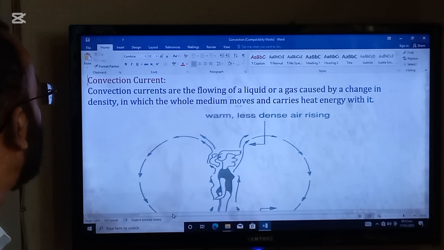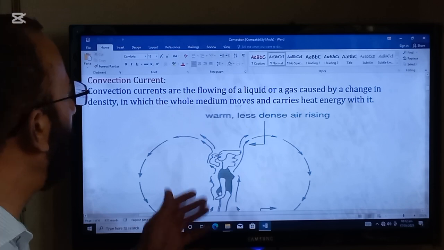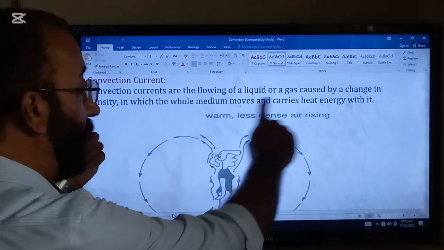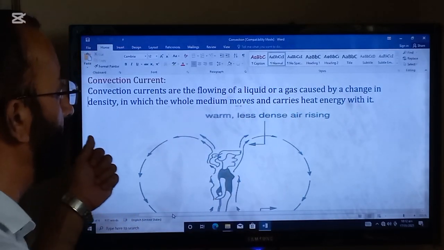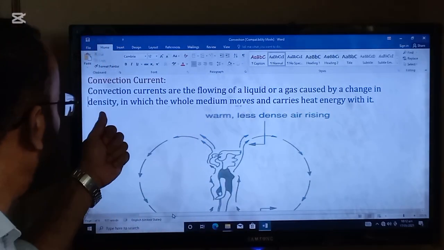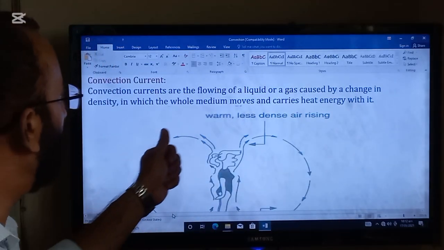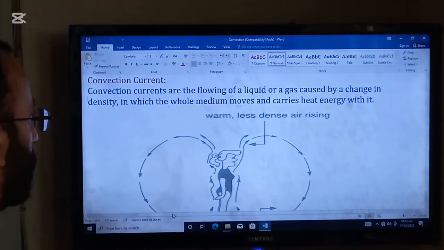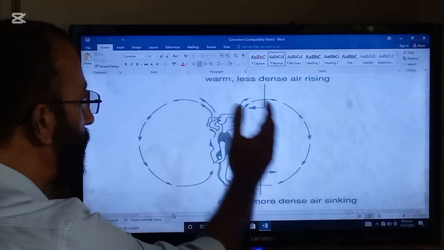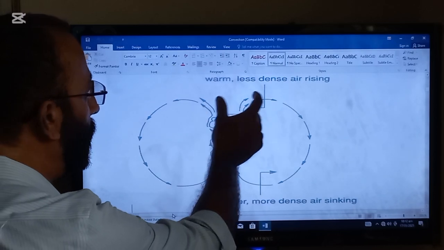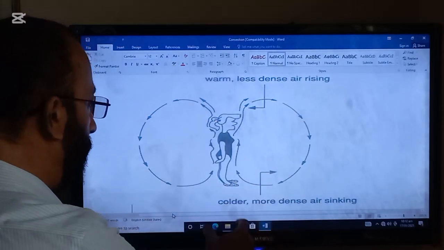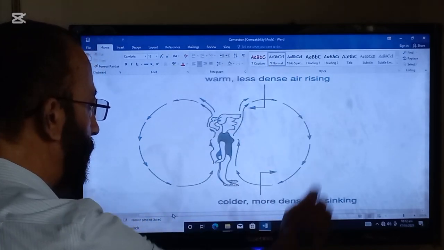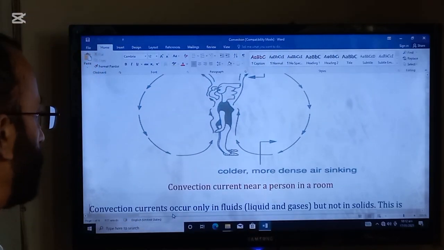Convection currents are flowings of a fluid or gas caused by a change in the density. A very important concept: convection is caused by a change in density, in which the whole medium moves and carries heat energy with it. Here is a figure. Warm, less dense air rises and colder, more dense air sinks. This is the process in a convection current.